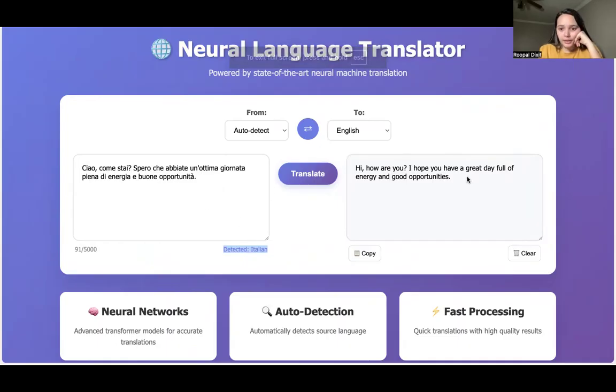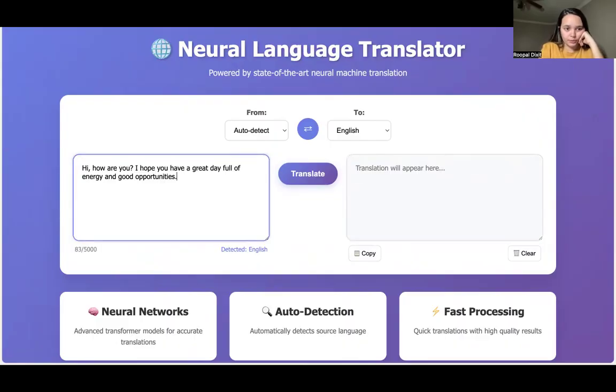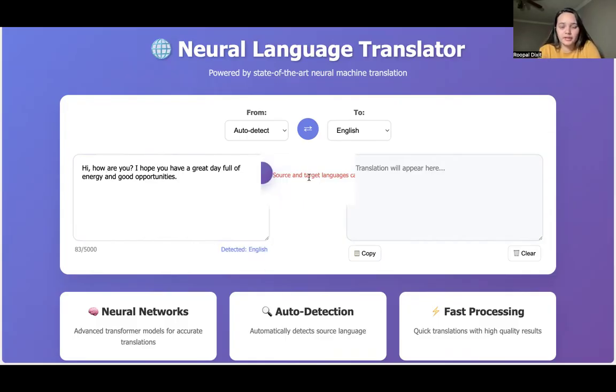So let me just copy this. Let us see how this is going to be. As soon as I copy paste this, it says that it has detected this language, that is English. The detect lang function, that model is being used from LangChain, from the Hugging Face library only, and this is how it is able to detect the source language, and that is English. Then I will say translate.